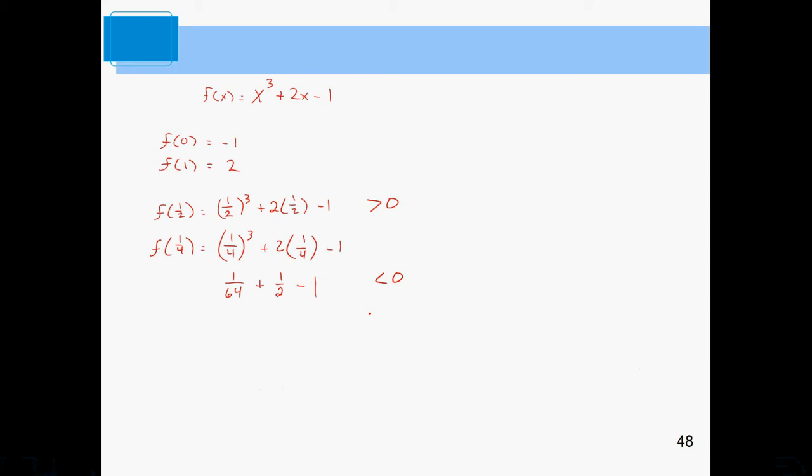All right? So that's negative. That means it can't be between 0 and 1/4 because both of those are negative. Therefore, it has to be between 1/4 and 1/2. So now we have to pick a number between a quarter and a half. What would that be? Third?